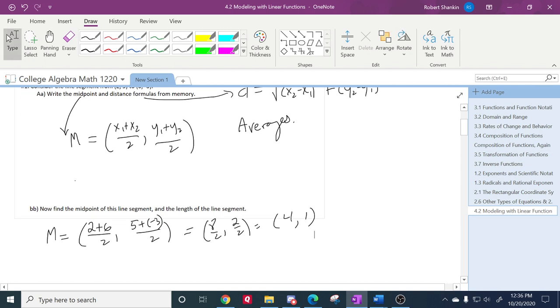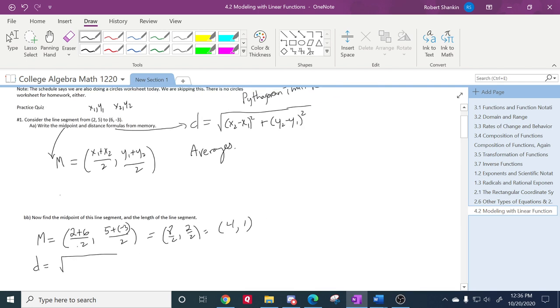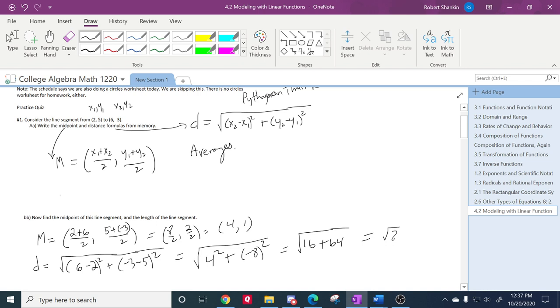And then the distance formula. We're going to take the difference in the x-coordinates, the difference in the y-coordinates, square each of those and add them together. 4 squared plus -8 squared is 16 plus 64, which is the square root of 80.